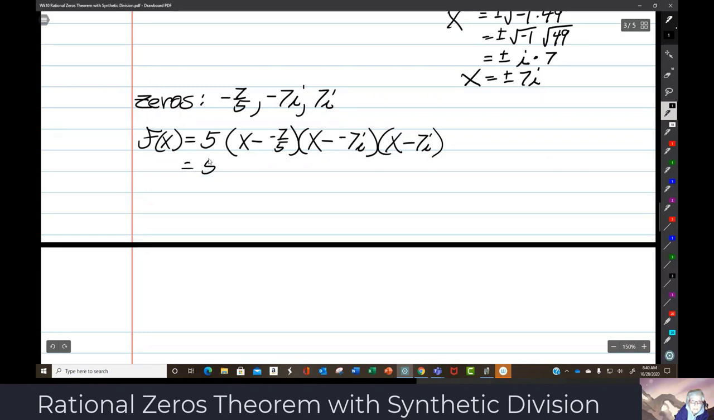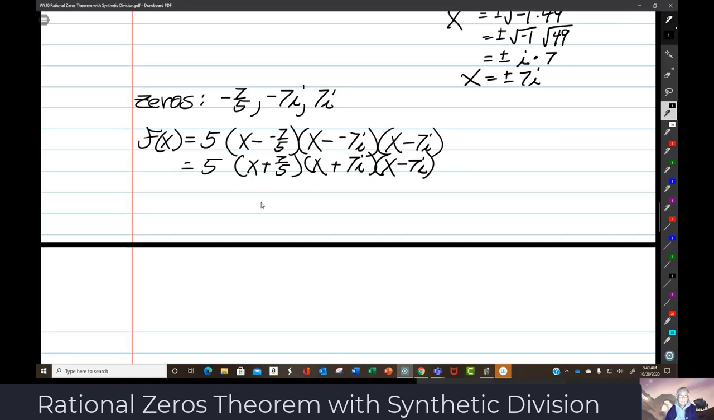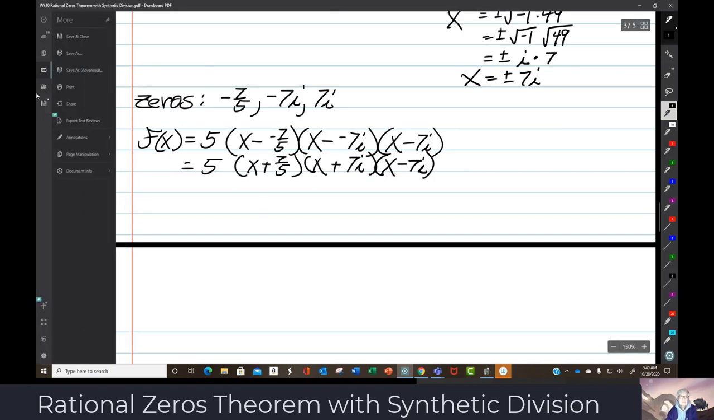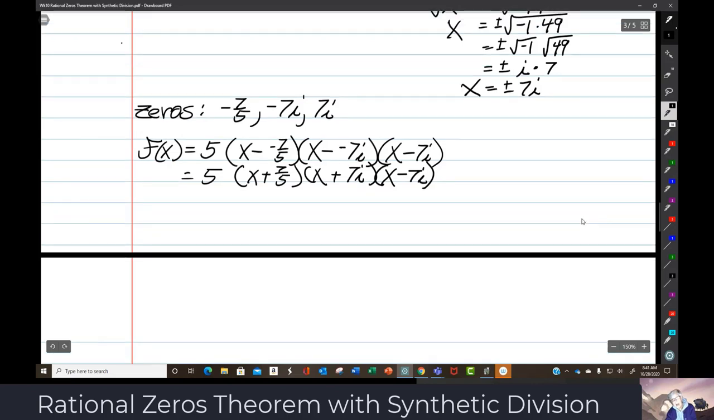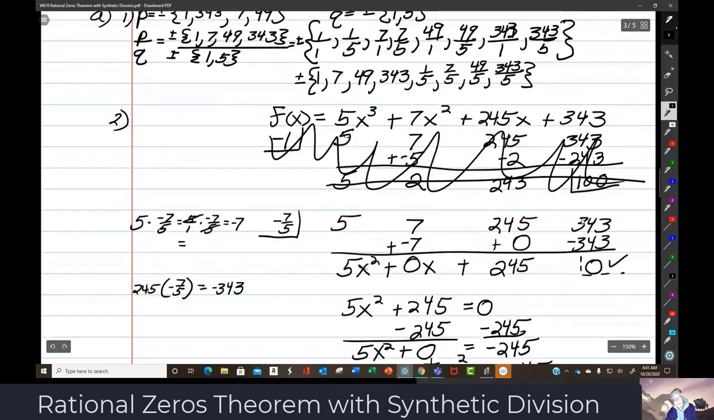So we will have 5 times x plus 7/5 times x plus 7i times x minus 7i. And that, ladies and gentlemen, is how we use synthetic division.